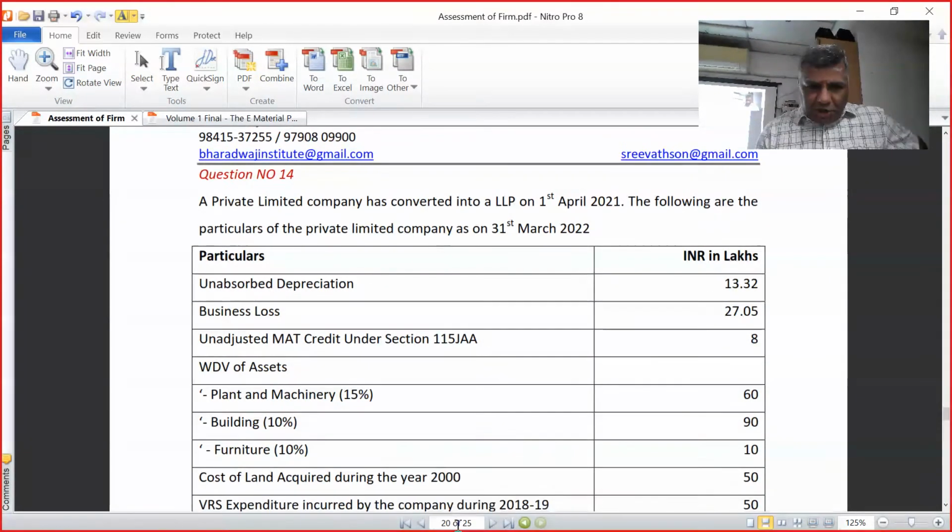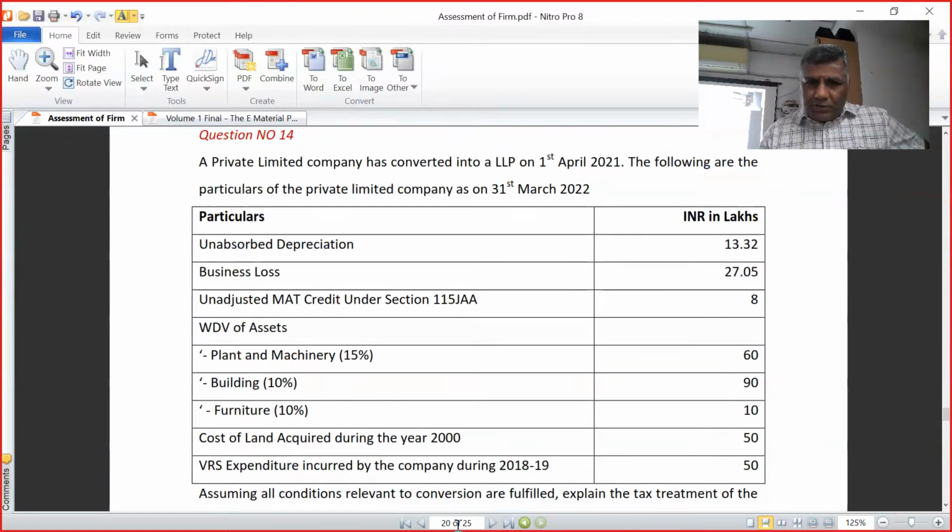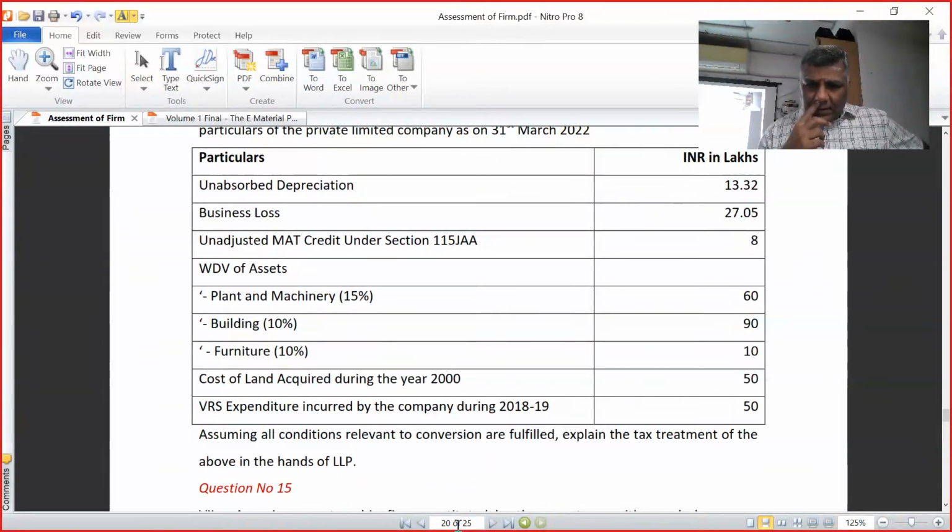Unabsorbed depreciation, business loss, unadjusted MAT credit, WDV of asset, cost of land, VRS expenditure incurred in the financial year 2018-19. Assuming all conditions relevant to conversion are fulfilled, explain the tax treatment in the hands of LLP. A theoretical question. Read through. First, we will do it.